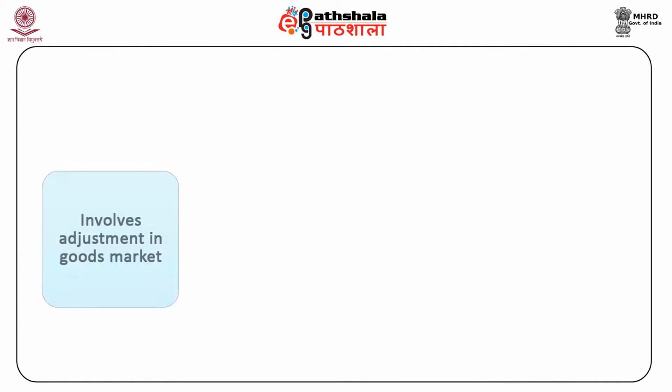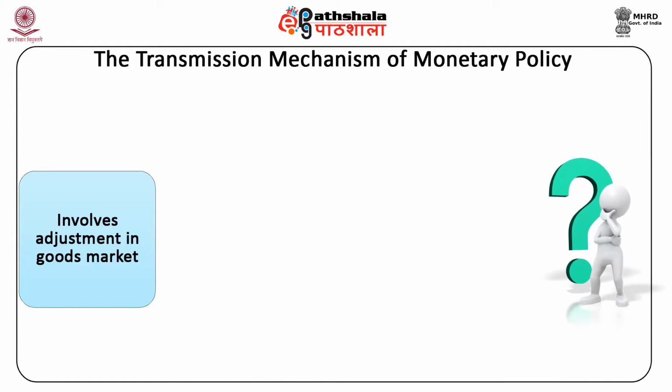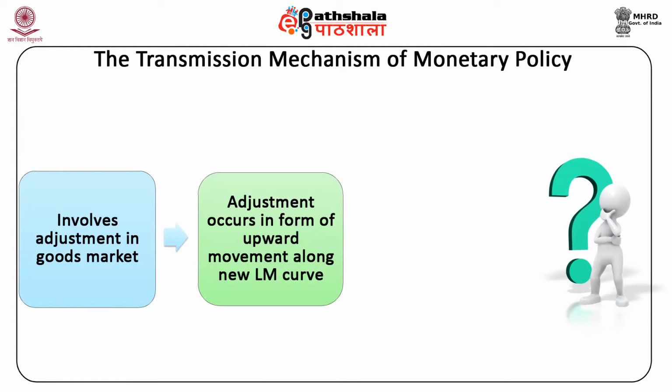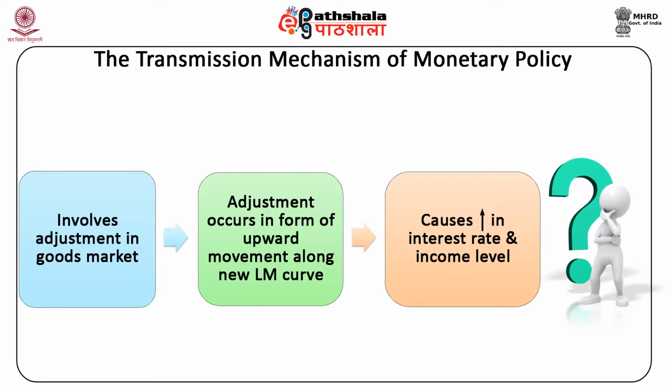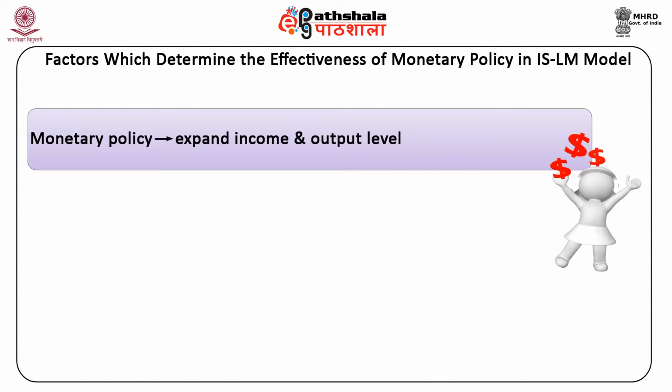This also involves adjustment in the goods market, as we are talking about the effects of monetary policy in the IS-LM framework. The adjustment occurs in the form of upward movement along the new LM curve, which causes a rise in interest rate and income level. In the IS-LM model, the monetary policy aims to expand the income and output level in the economy.